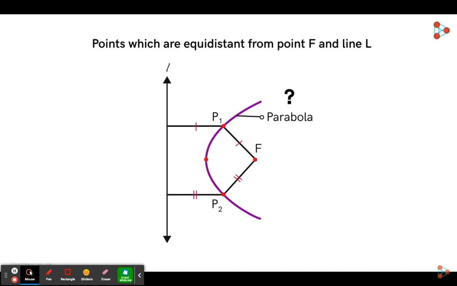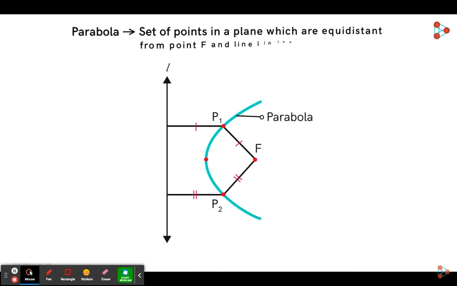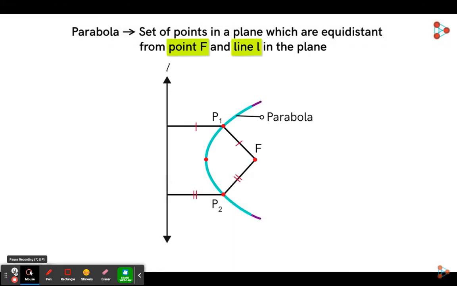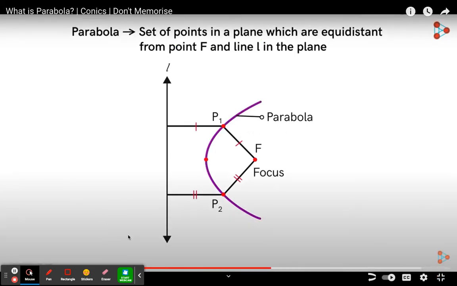So how can we define a parabola? We see that a parabola is the set of all points in a plane that are equidistant from a fixed point F and a fixed line L. It's called the focus of the parabola, and line L is called its directrix.